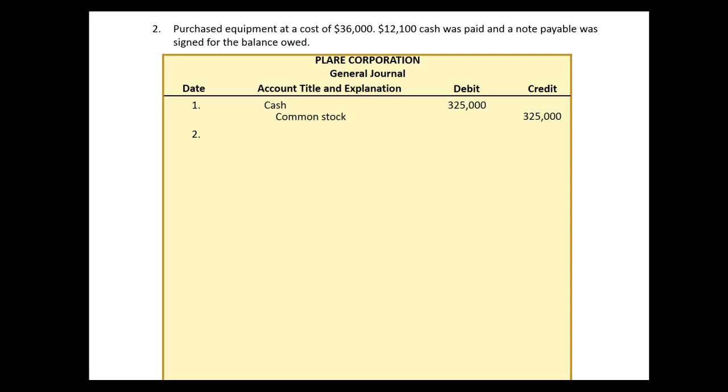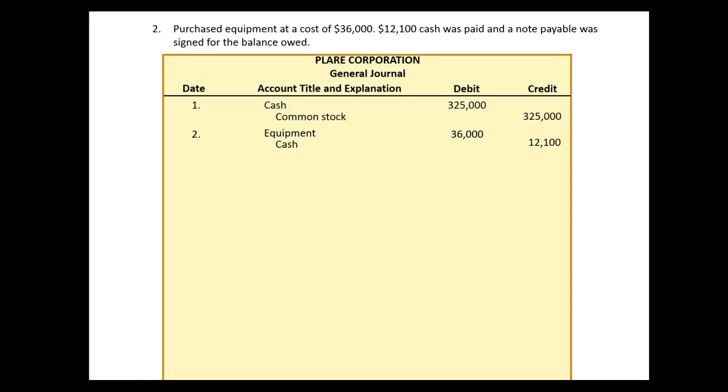Next, we purchased equipment at a cost of $36,000. $12,100 cash was paid, and a note payable was signed for the balance we owed. So equipment is an asset that is getting increased by $36,000. Cash of $12,100 was used. Cash is an asset. It was decreased, therefore we credit cash for $12,100.